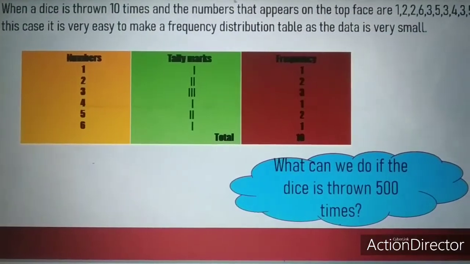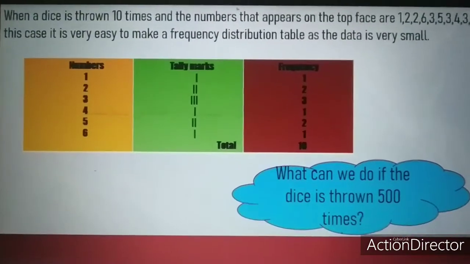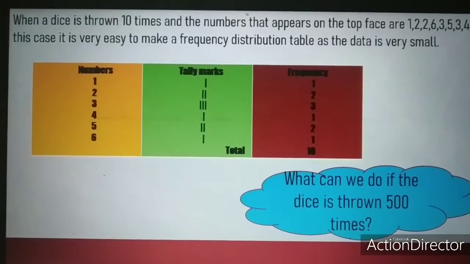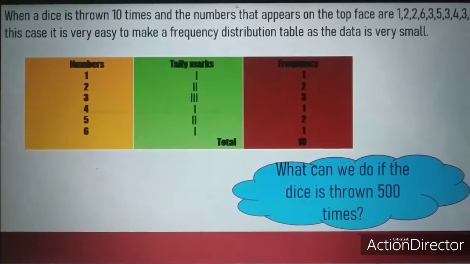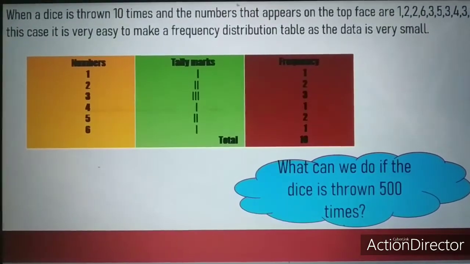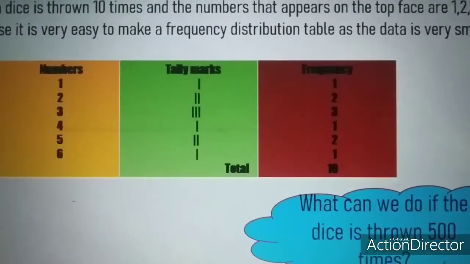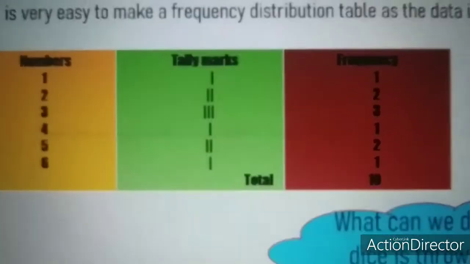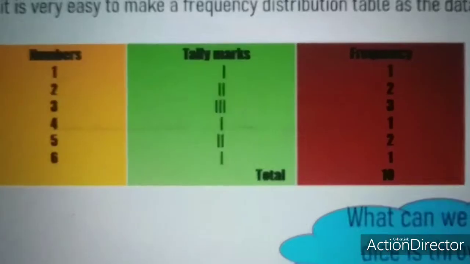In your earlier classes, you were asked to make a frequency distribution table. You are able to make it very easily when the data is small. For example, understand the situation when a die is thrown 10 times and the numbers that appear on the top faces of the die are noted, and you are asked to make a frequency distribution table. As the data is very small, you are able to make the frequency distribution table as given above.